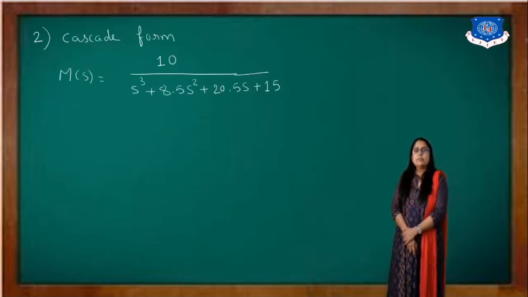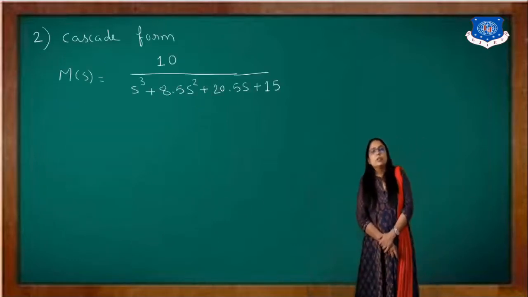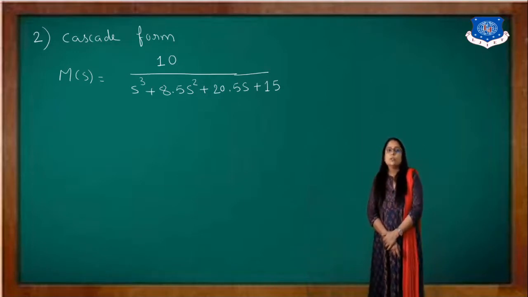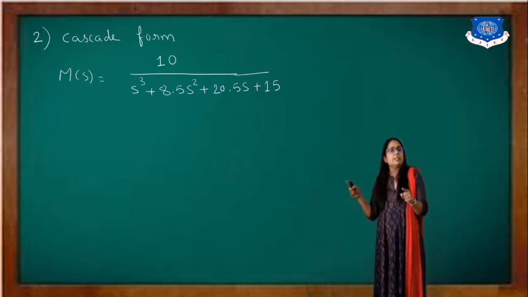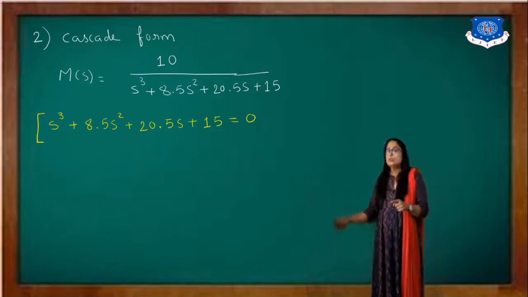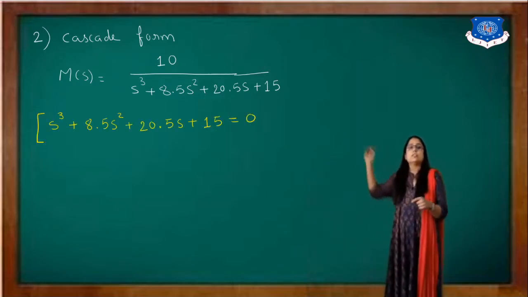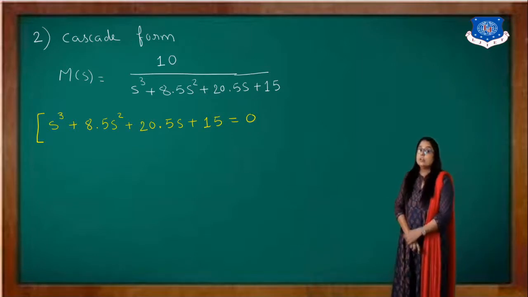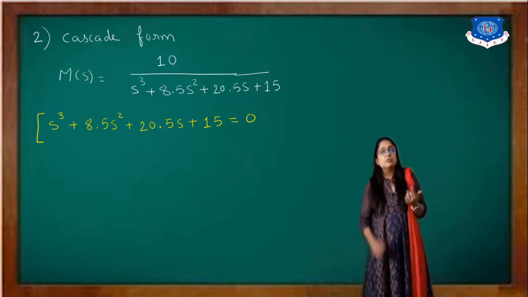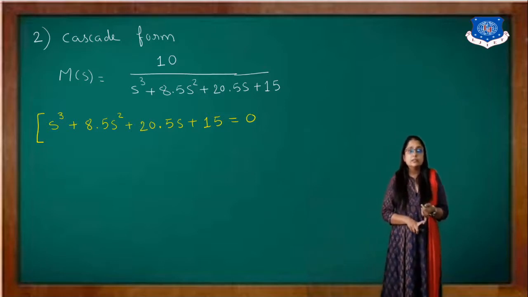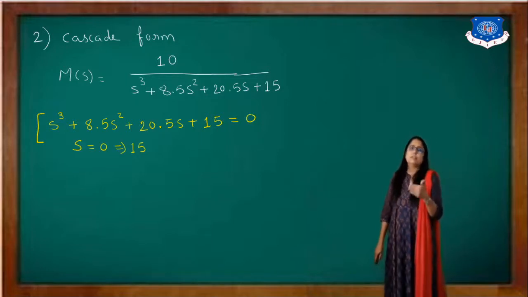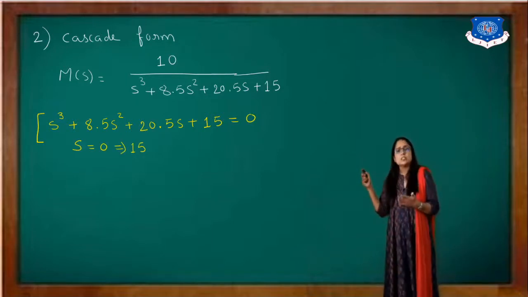Now, next we will see the cascade form. See, the cascade form, that is what? It is a series form, so everything is in multiplication. So what I have to do? I have to find out the roots of this equation. How can I find out the roots? So here we have s cube, which means I have to use the trial and error method. So how can we use this trial and error method? We will put different values of s and check whether this gives me the answer 0 or not.